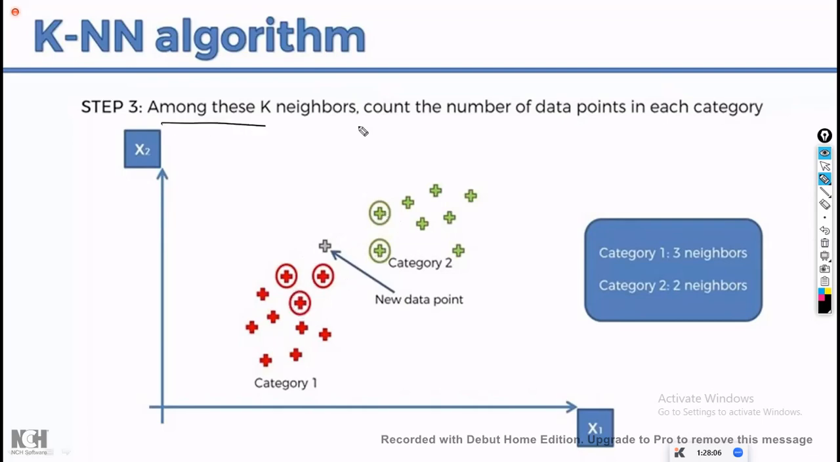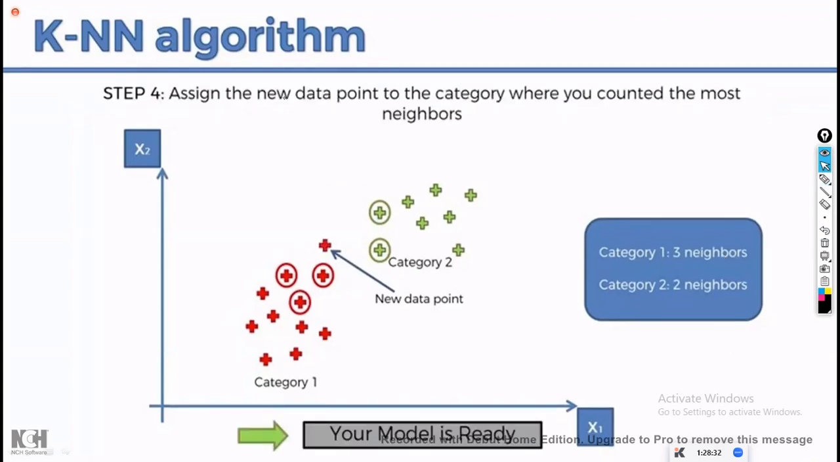So among the k neighbors, count the number of data points in each category. Among the 5 neighbors, 3 of them are red, 2 of them are green. These are the 5 which are close to this data point. Now, what is step number 4? Whichever is the highest, assign the new data point to the category where you counted the most neighbors. Means now this one you have to assign as red because more neighbors are red. Is that clear, guys?